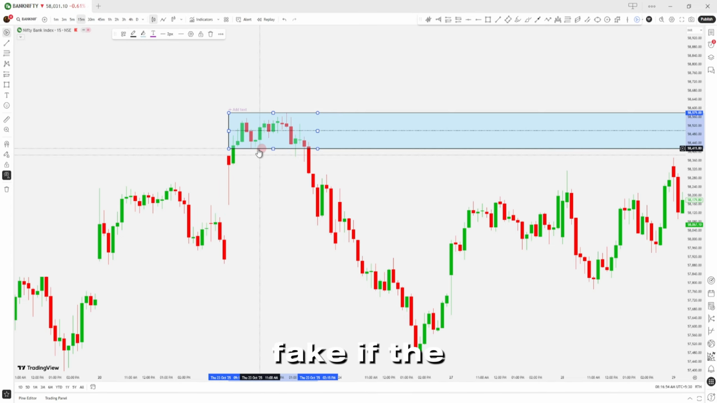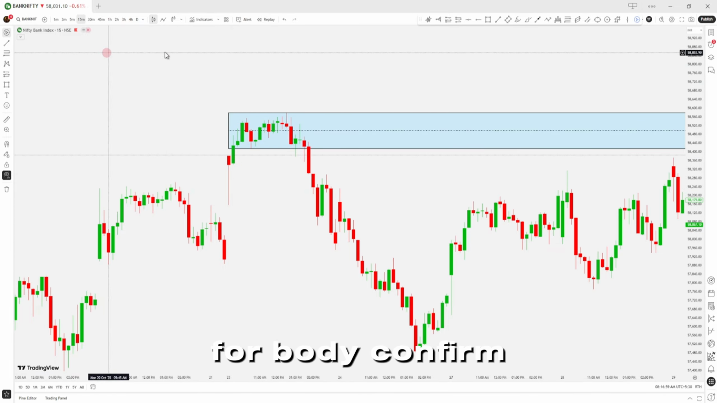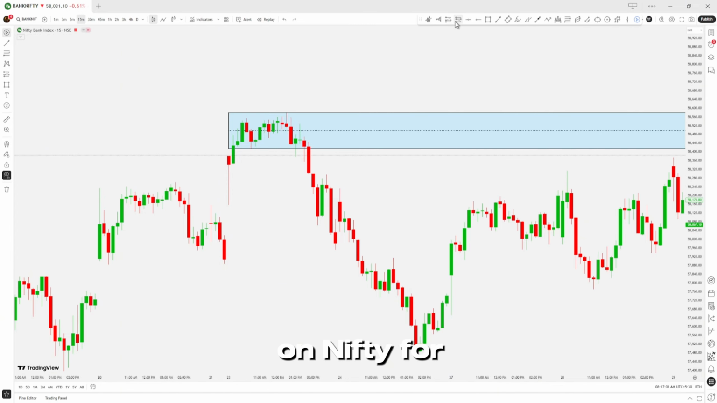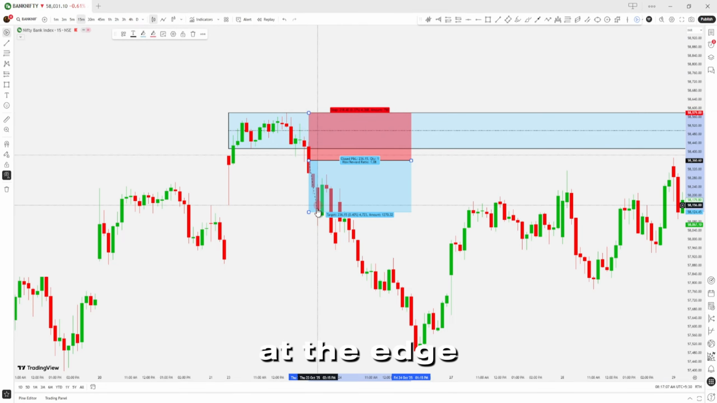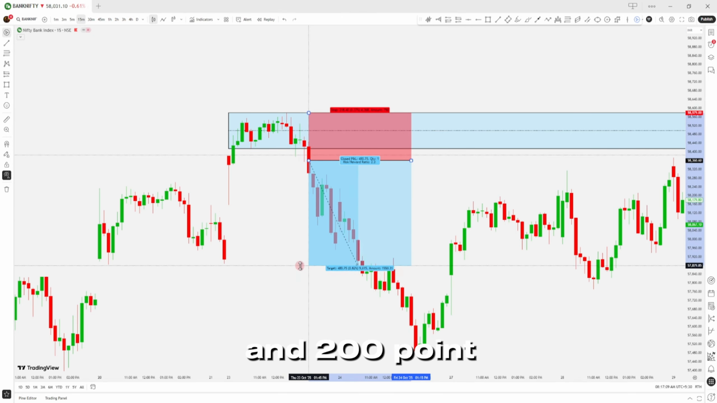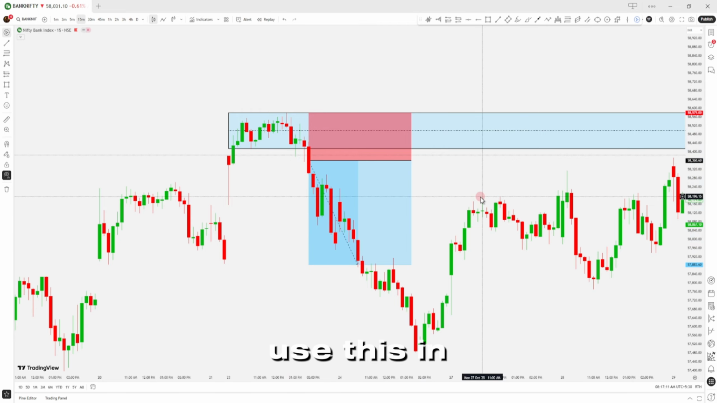Avoid the fake. If the close is just a tail poke, skip it. Wait for body confirmation. Risk 0.4% on Nifty for quick fakes. Take half off at 1:1. Pair it with a wick rejection at the edge for 62% wins and 200-point breaks. Use this in midday ranges to catch the afternoon push.